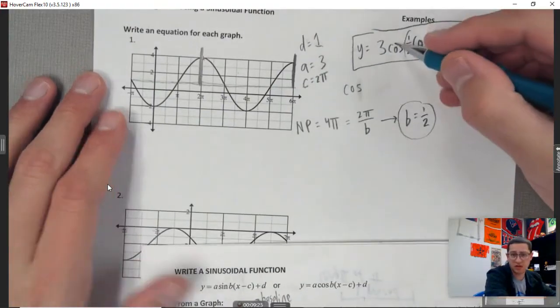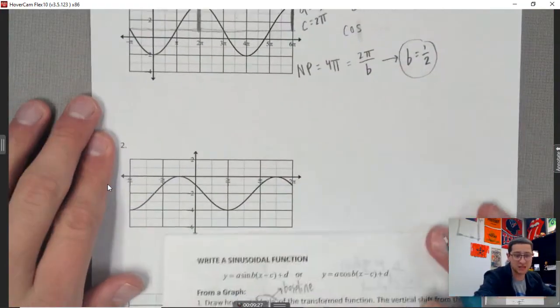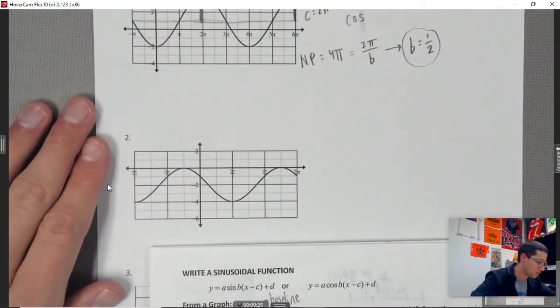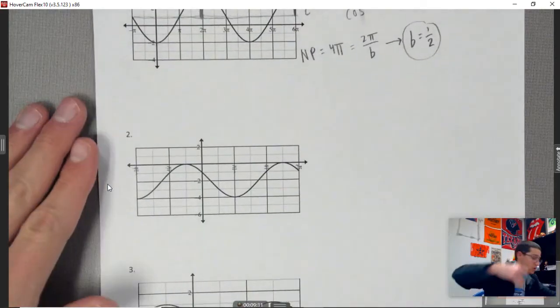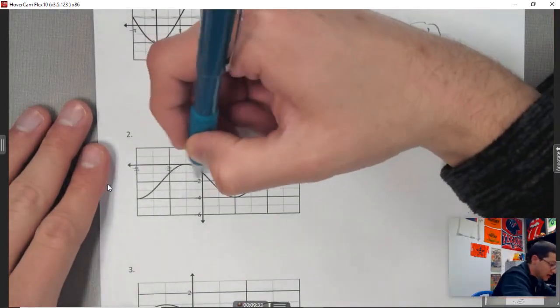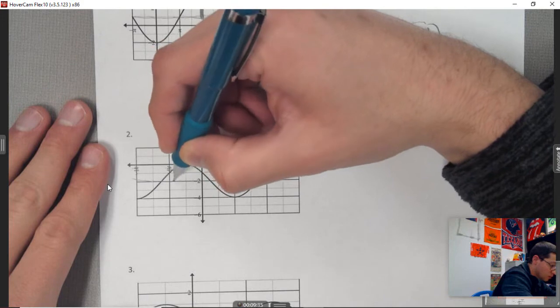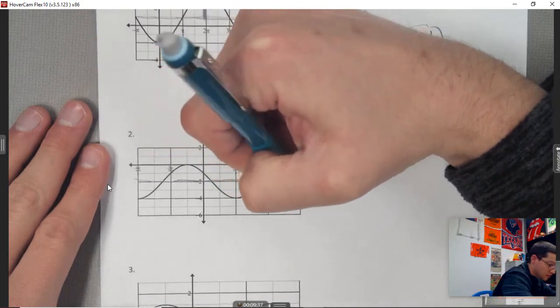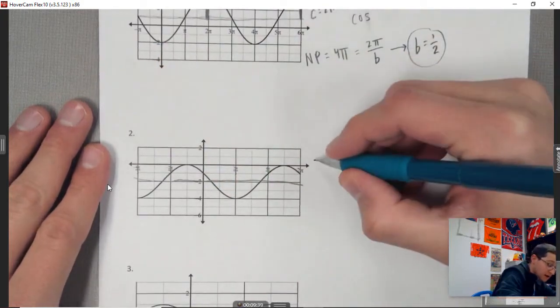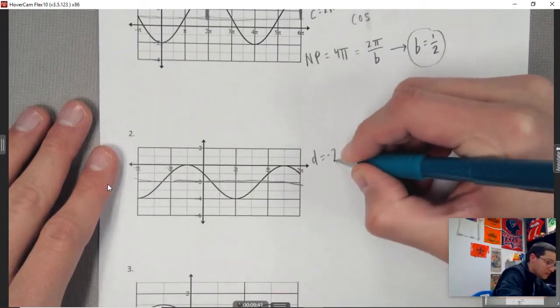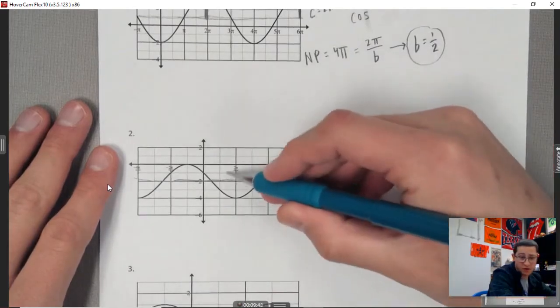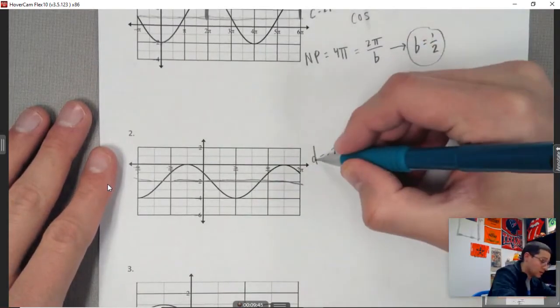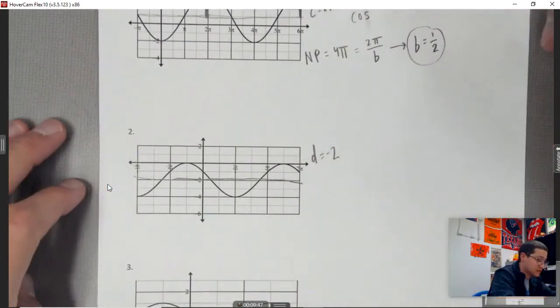So we did cosine this time. Let's go ahead and do sine this time. All right, but same process. Let's try to do this one maybe without the notes. You want to get that horizontal axis. So here we go. Here's that horizontal axis right there. That gives me a D value of -2. It's how far it is from that x-axis. So I can right off the bat get my D value.